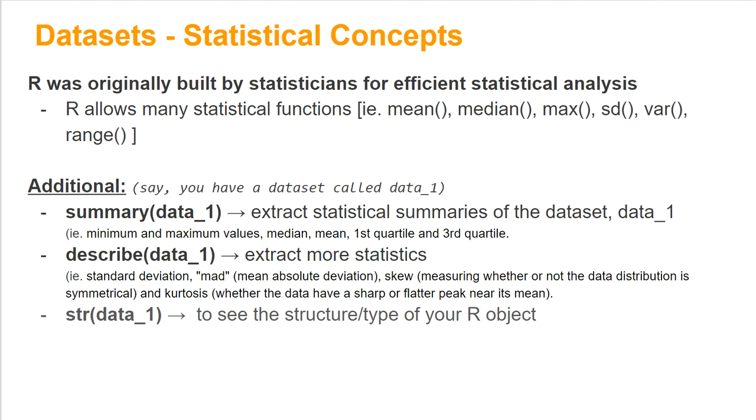You can also extract more statistics by calling the R function describe. This gives you the standard deviation, mean absolute deviation, skew, and kurtosis. The skew measures whether or not the data distribution is symmetrical, while the kurtosis measures whether the data have a sharp or flatter peak near its mean. It is also useful to know the structure of your R object. You can do this by calling the R function str with parentheses to see the structure or type of your R object.